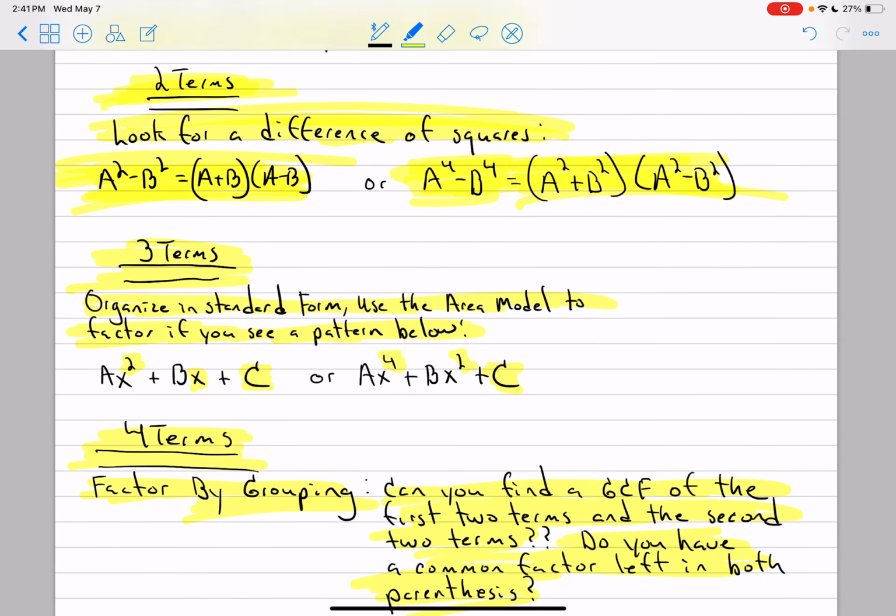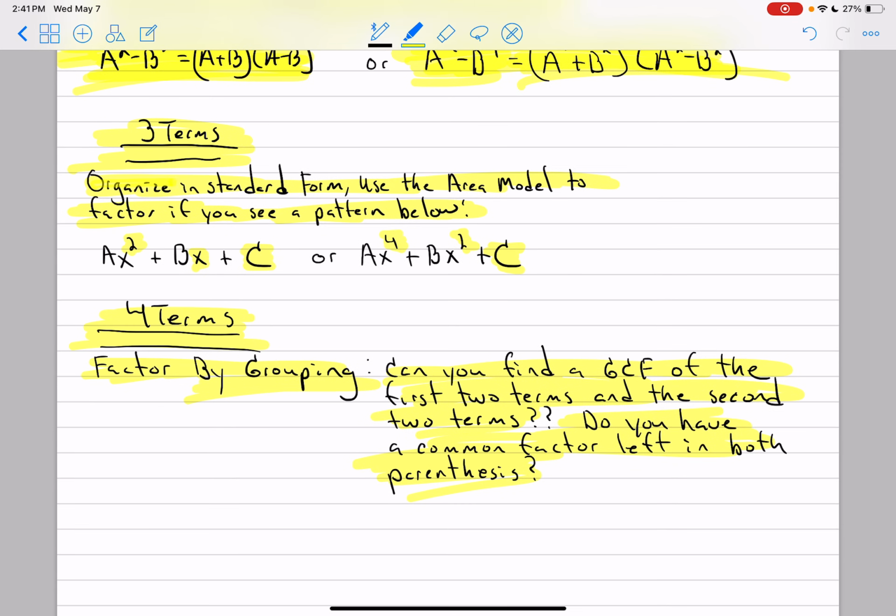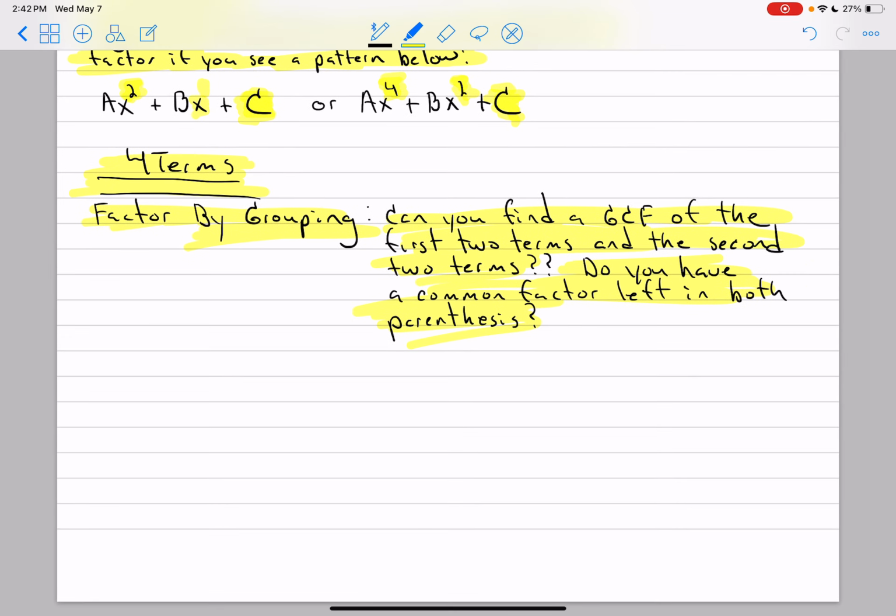We've done this before. If you have three terms, you're going to organize them in standard form, so in order of the exponents, and then use the area model if you see the pattern below, right? If you see something with an x squared, then an x to the first, then a constant, you're going to factor it using the area model, the box method. Or if you see something with an x to the fourth, then an x squared, then a constant, you're going to try to factor it using the area model. And finally, if you see that you have four terms, you're going to try factoring by grouping, right?